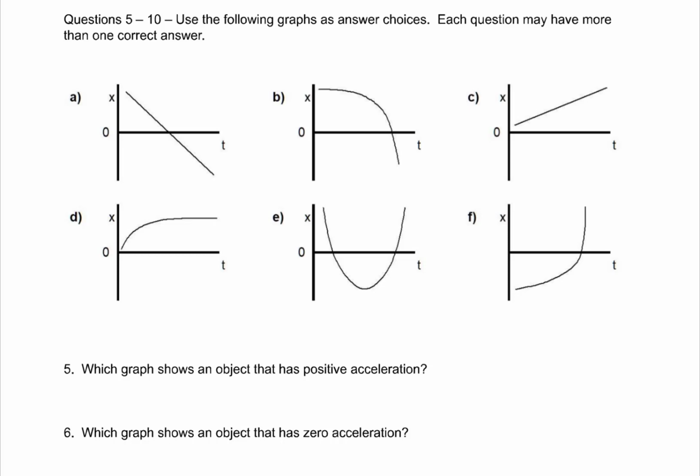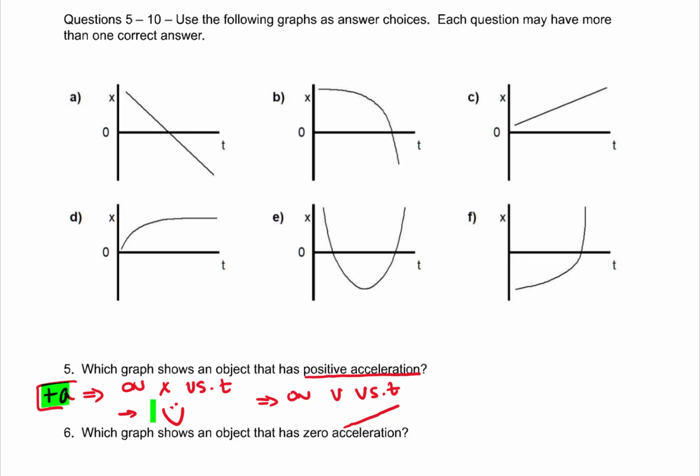Which graph shows an object that has positive acceleration? So, for positive acceleration, on x versus time, we should see some sort of smiley face. On velocity versus time, we should see a straight line with positive slope. Both of those things mean positive acceleration. So that's really good to associate in your mind. Positive acceleration is concave up on position versus time, and a positive slope on velocity versus time.